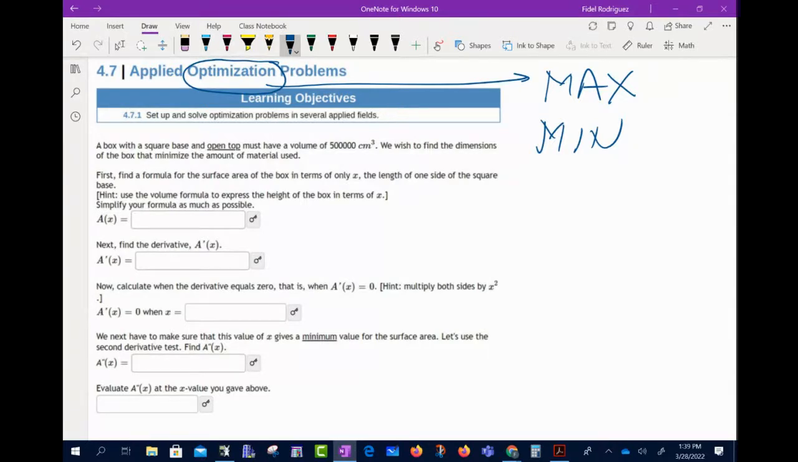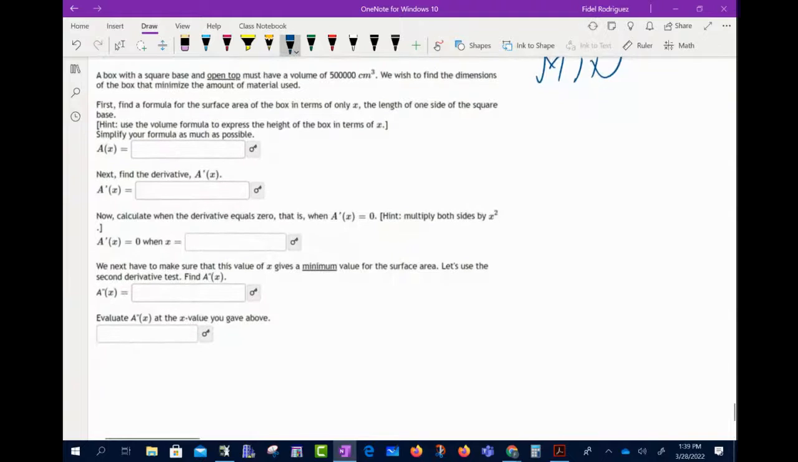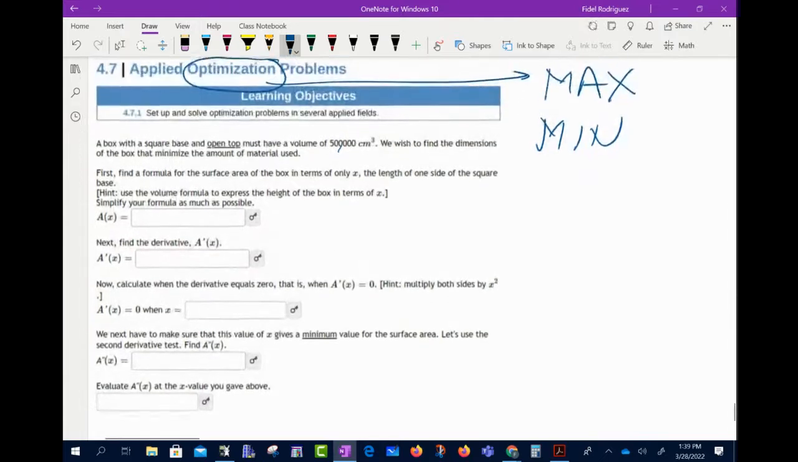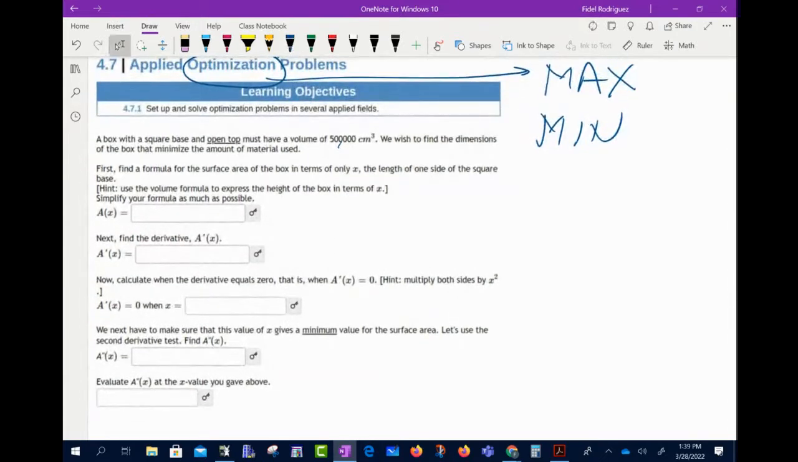So let's take a look at the first problem, and it says a box with a square base and an open top must have a volume of 500,000 cubic centimeters. We wish to find the dimensions of the box that minimize the amount of material used. So remember what I told you, optimization, y'all, are either going to be maximums or minimums. In this case, we're looking for a minimum, okay?